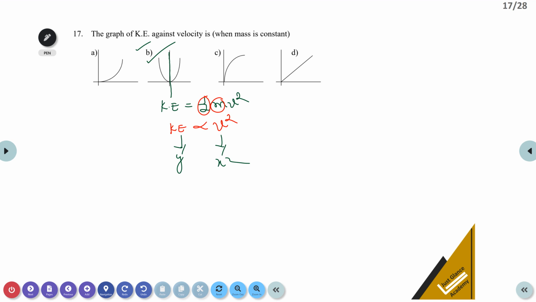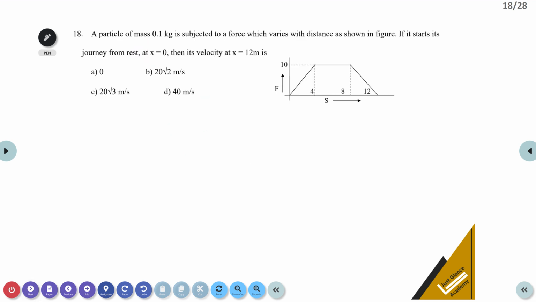Okay. Next. 18th. A particle of mass 0.1 kilogram is subjected to a force which varies with the distance as shown in the figure. Here, figure is F against distance. If it starts its journey from x equal to 0, then its velocity at x equal to 12 meter. Okay, remember, the word rest is important. Rest means the initial velocity v1 equal to 0. That is important.